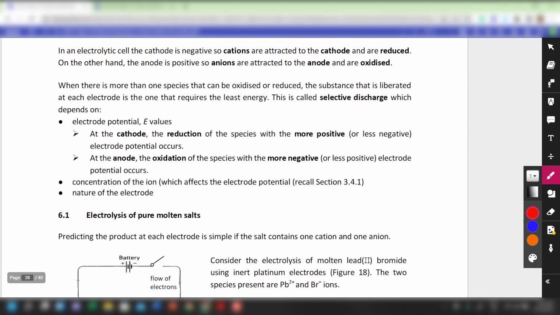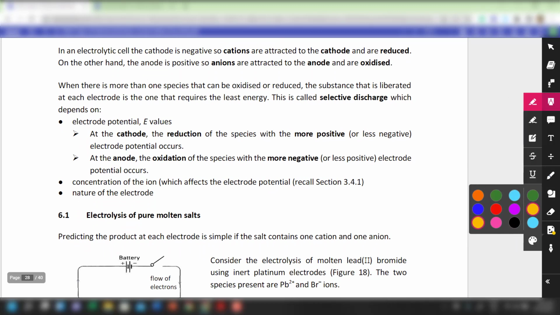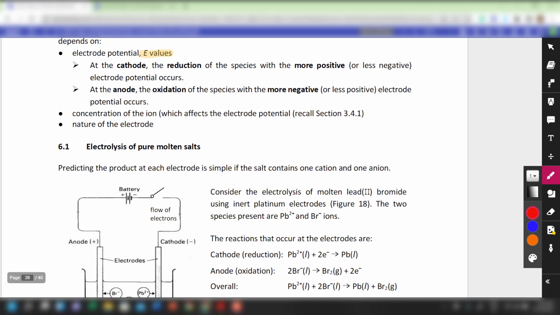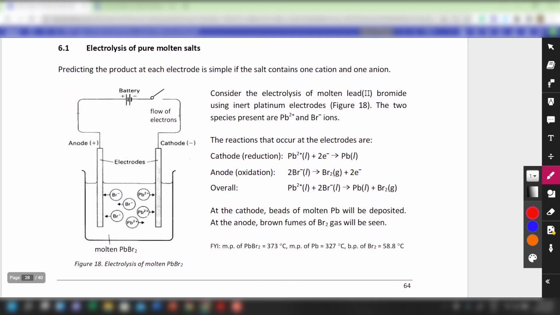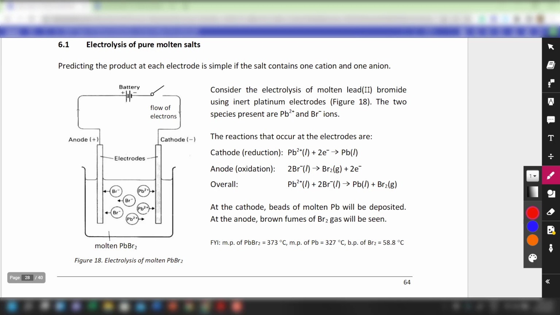I think it's mentioned in the next paragraph over here, so that's something you can highlight. When there's more than one species, the substance that is liberated is the one which requires the least energy, and for the selective discharge, either oxidation or reduction, you can look at it by comparing the E values, which we are going to showcase later on. For 6.1, electrolysis of pure molten salts, this is pretty much similar to what you have learned in secondary school or during your O-level or IP days.